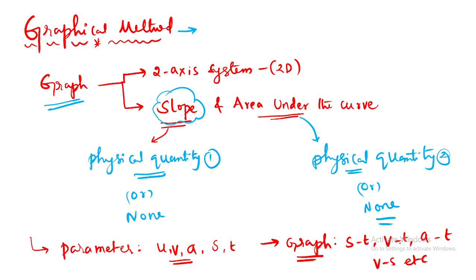So how to interpret this graph? How to identify this graph? We'll see. These graphs are important. Shall I move on now? Okay.